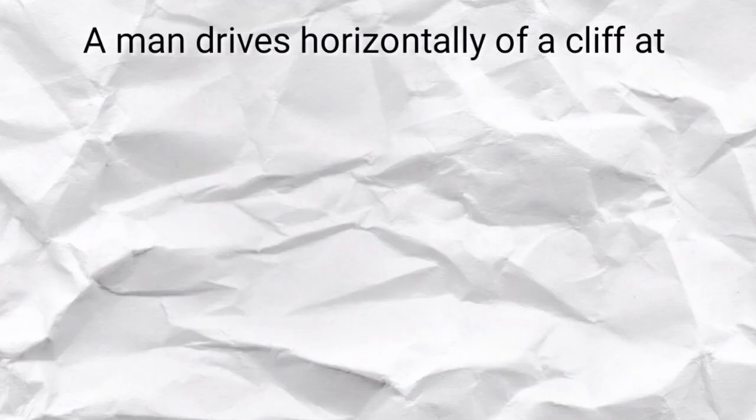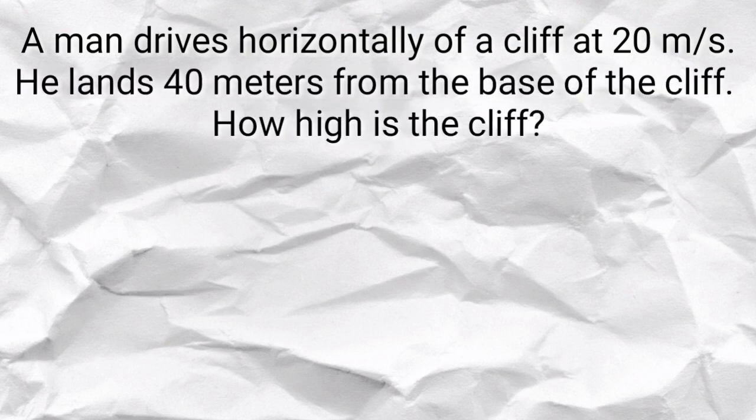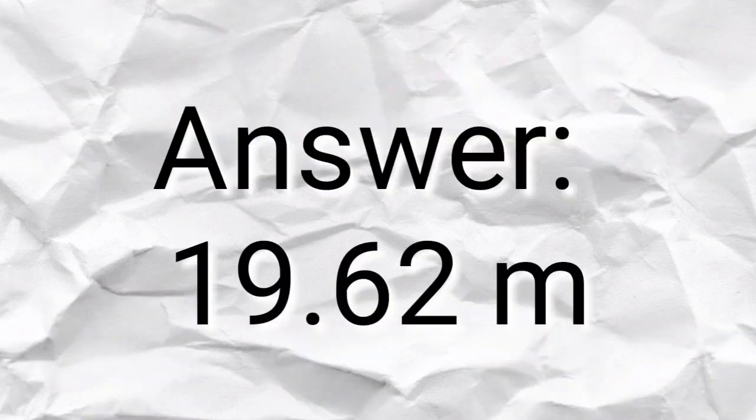A man drives horizontally off a cliff at 20 meters per second. He lands 40 meters from the base of the cliff. How high is the cliff? And if your answer is 19.62 meters, you got it right. Now, the next problem is for you. Try to solve it, and if you feel a little unsure, just take a look back at our discussion.